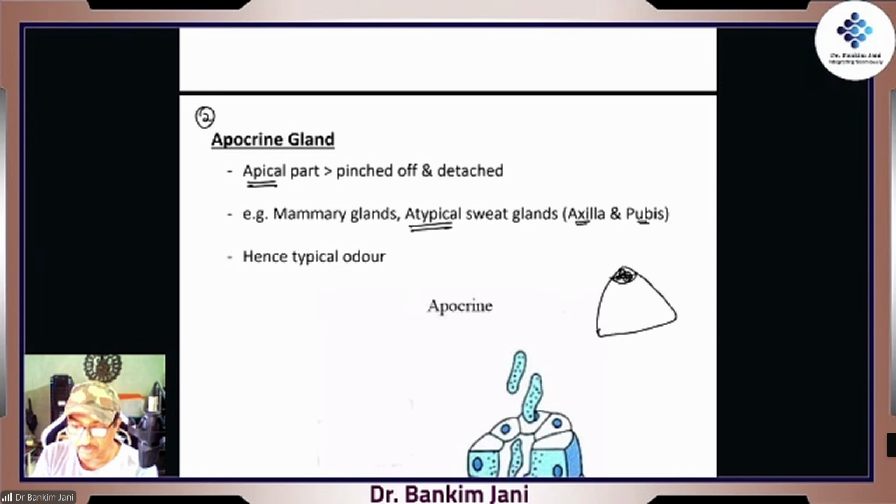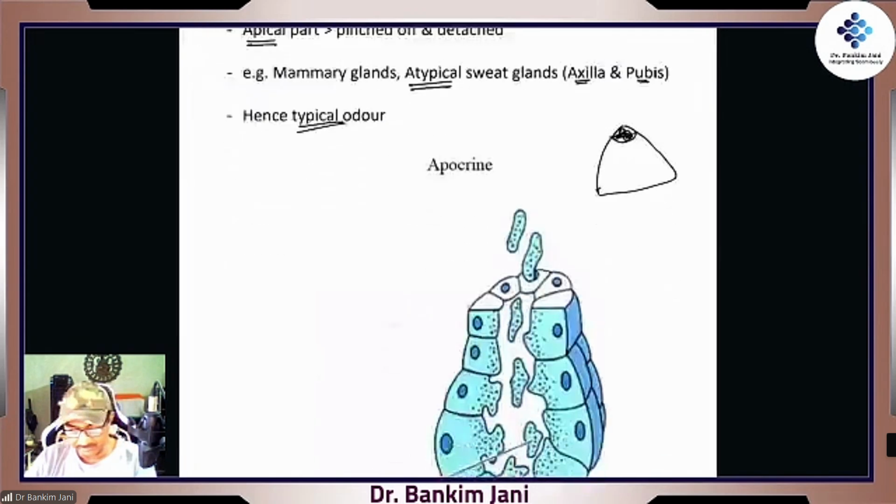It is called body odor, in every human body. It smells. That's why people use all those deodorants, etc. Right? So what happens is that part of the cell itself is pinched off, it is broken and it is released into the lumen. That's why it has got a typical odor, a typical smell. Right? Mammary glands also function exactly in the same way. So here part of the cell is broken.